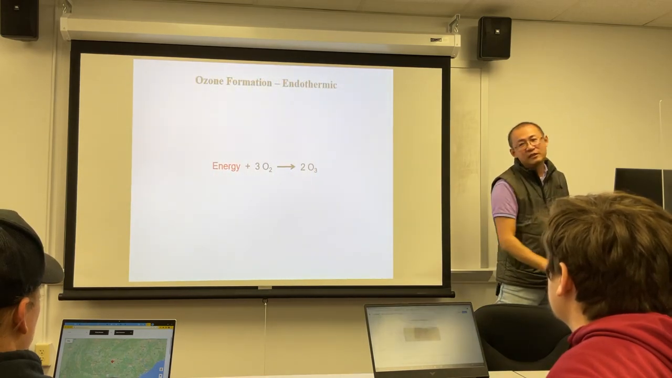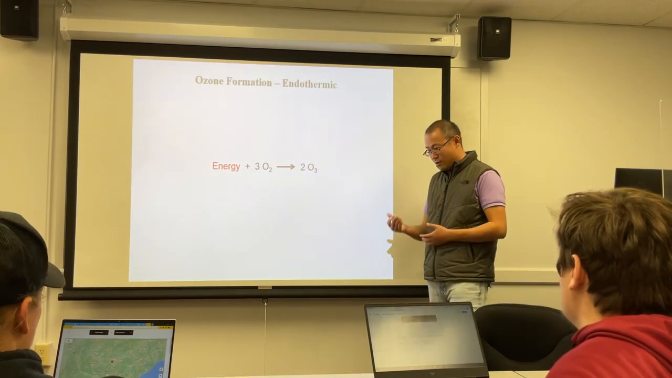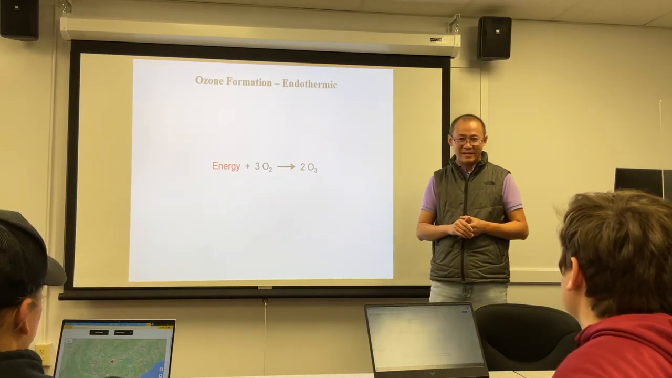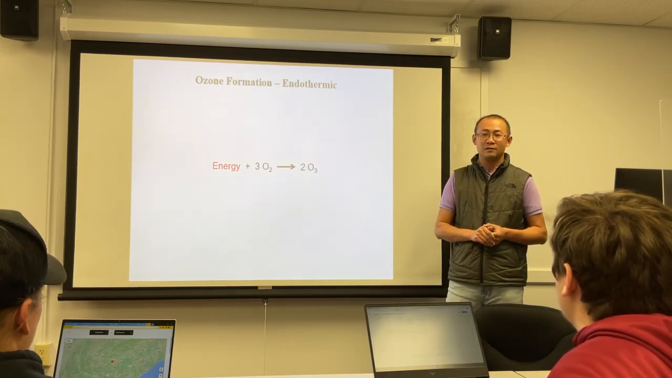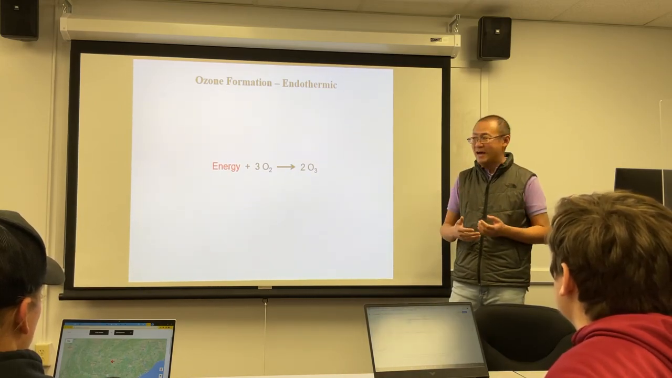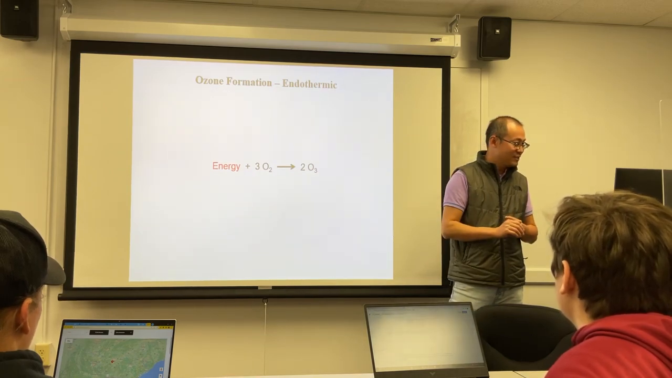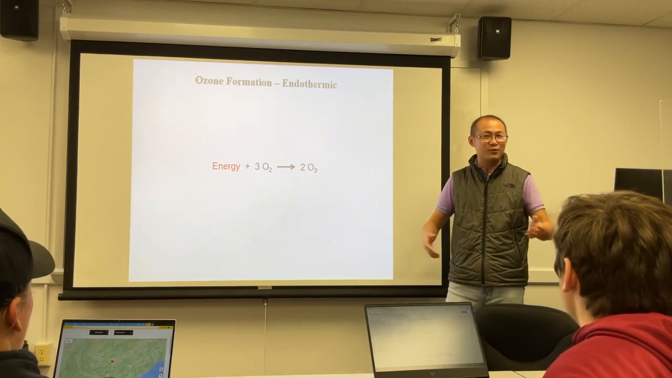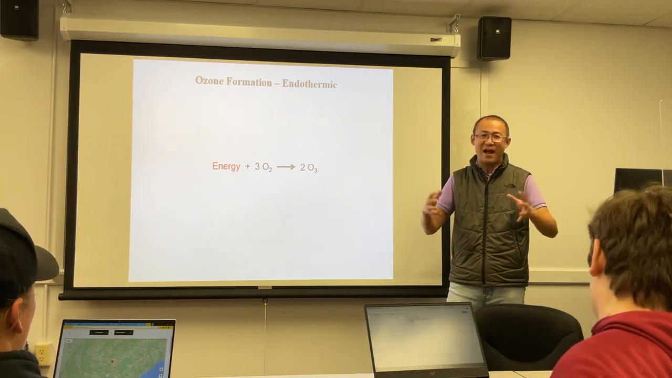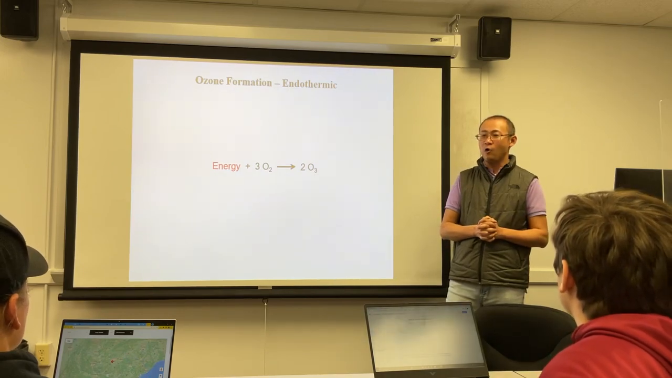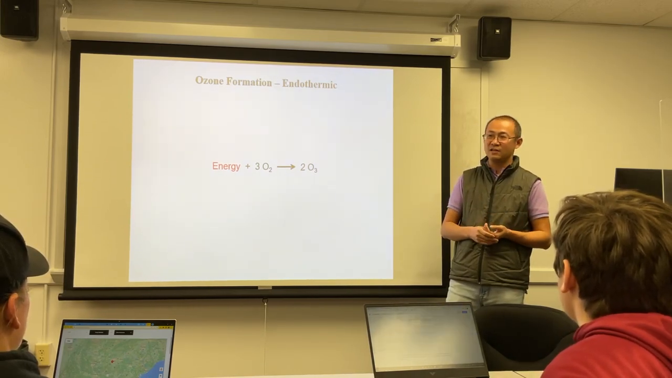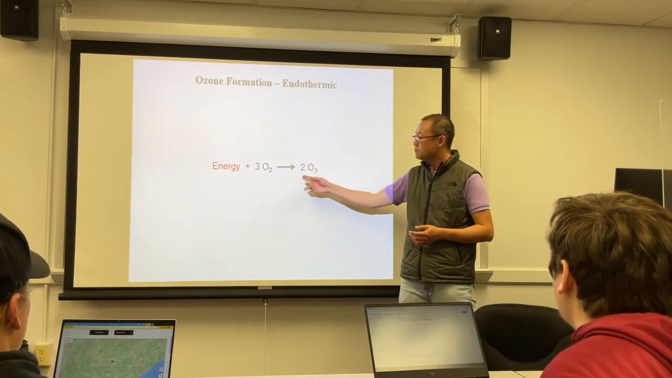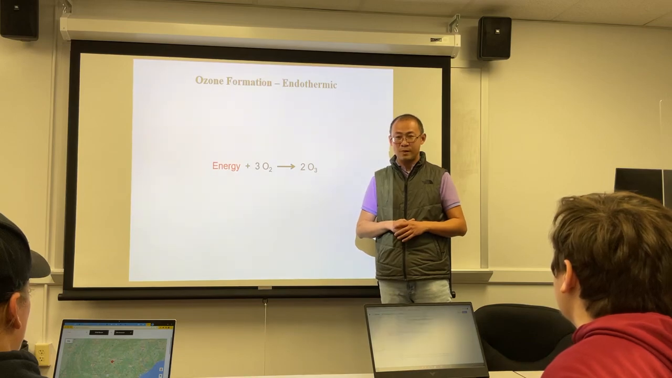Next, let's take a look. How do we get ozone? And how does ozone protect us from UV radiation? But in order to study that, there's some chemistry to be studied first, small facts before we can study ozone formation and how ozone protects. First is, where does ozone come from? Ozone comes from oxygen, I guess.